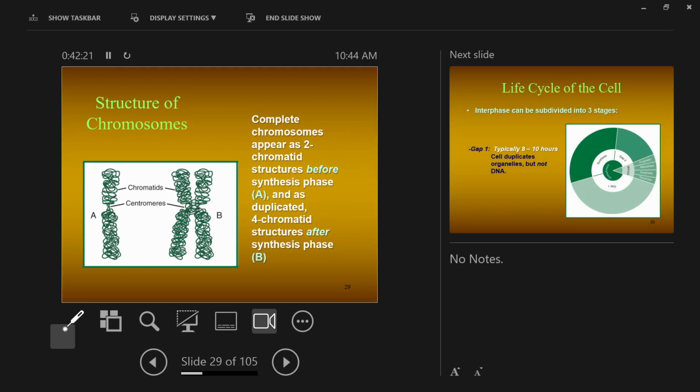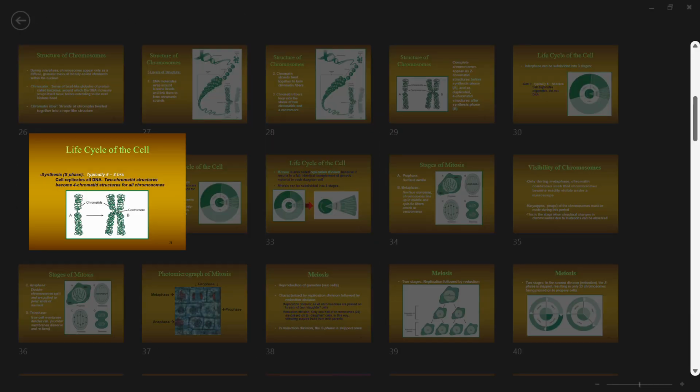You have a complete chromosome is a double chromatid structure, an X-shaped double chromatid structure. After synthesis, we have the double chromatid. So B happens after the synthesis phase. Okay, so now it's ready to copy, ready to be split apart. It's already copied, ready to be split apart by the time we get to stage B when it looks like an X, and we can see it under a microscope.